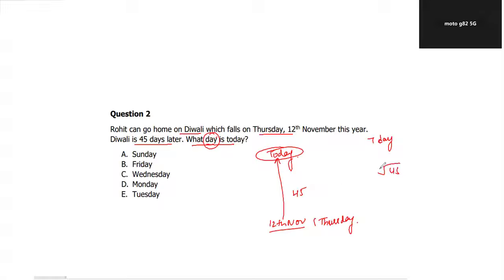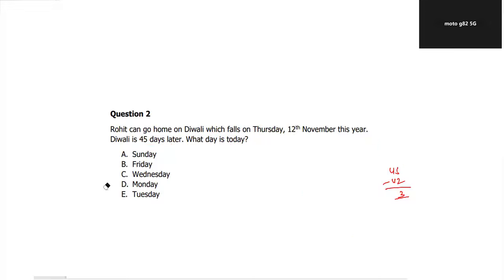So suppose you divide 45 by 7, you get 3 as the remainder. So basically, if you go back to the 42nd day, it will be a Thursday. And so you go back: 42nd day, then 43rd, 44, and 45. So this is Thursday, Wednesday, Tuesday, and Monday. So my answer will be Monday. So you go back 45 days like that. So the answer will be D.